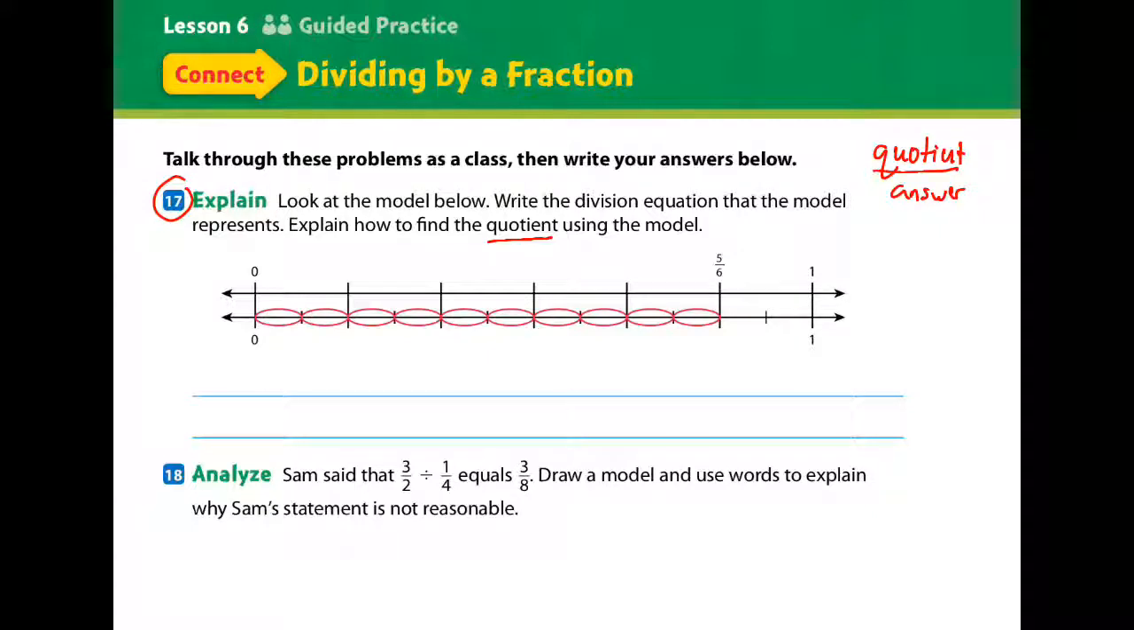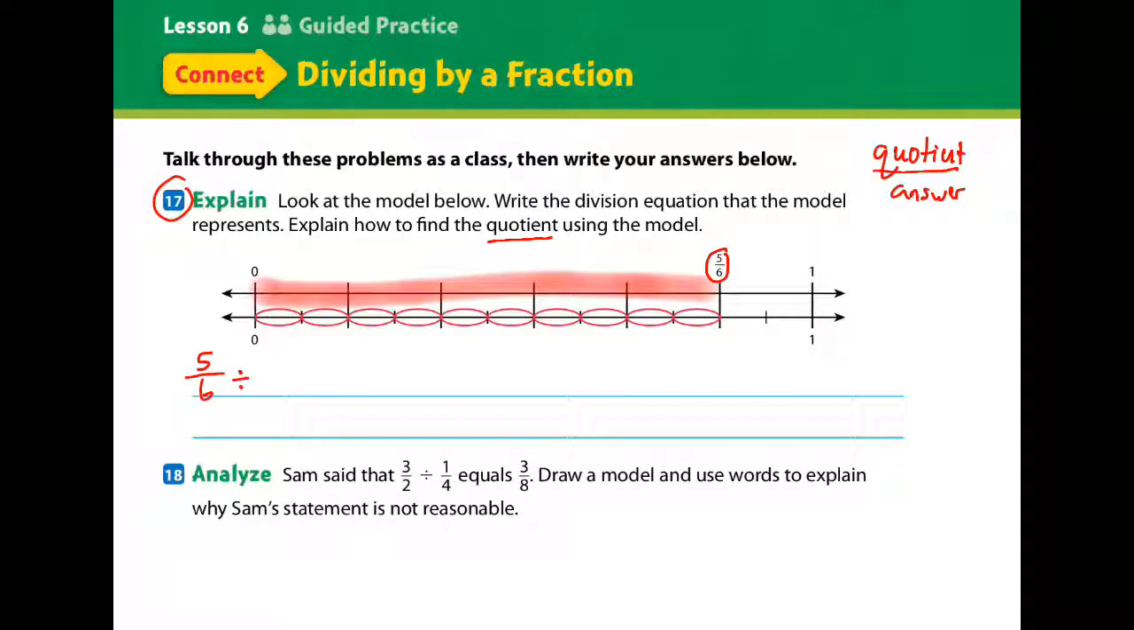Okay, so now here's what I know. What I know is this top fraction here represents the first number, the dividend. So that's going to be my 5/6 because that's what I have. Now the question is, what am I splitting the 5/6 or what am I dividing by? Now to do it, this can be the tricky part.